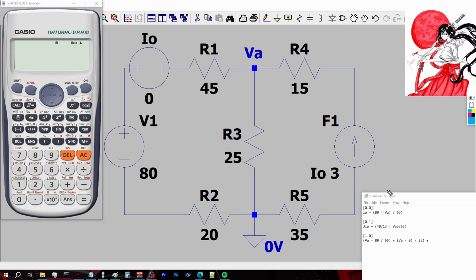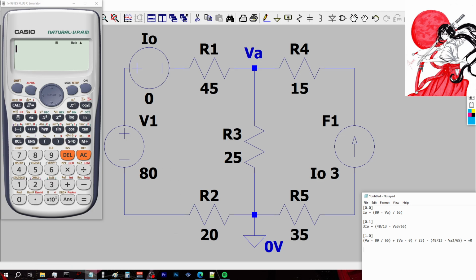So we're going to have a current decrease there. So we're going to do minus, right? We're going to do minus IO3, so we've got to write IO3. So we're going to do 48 divided by 13 minus VA3 over 65, right? And all of that should be equal to 0. Now all we've got to do is simplify.